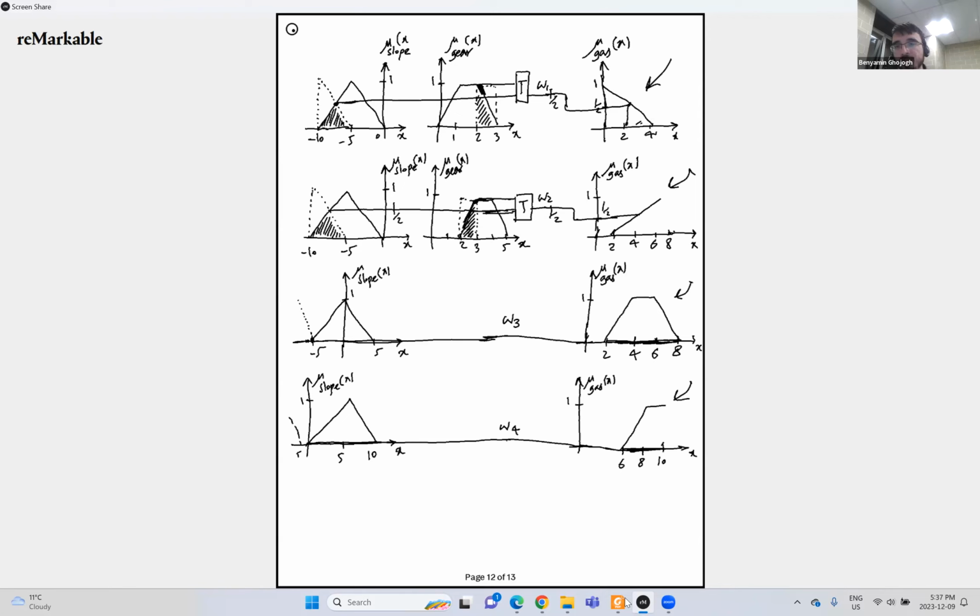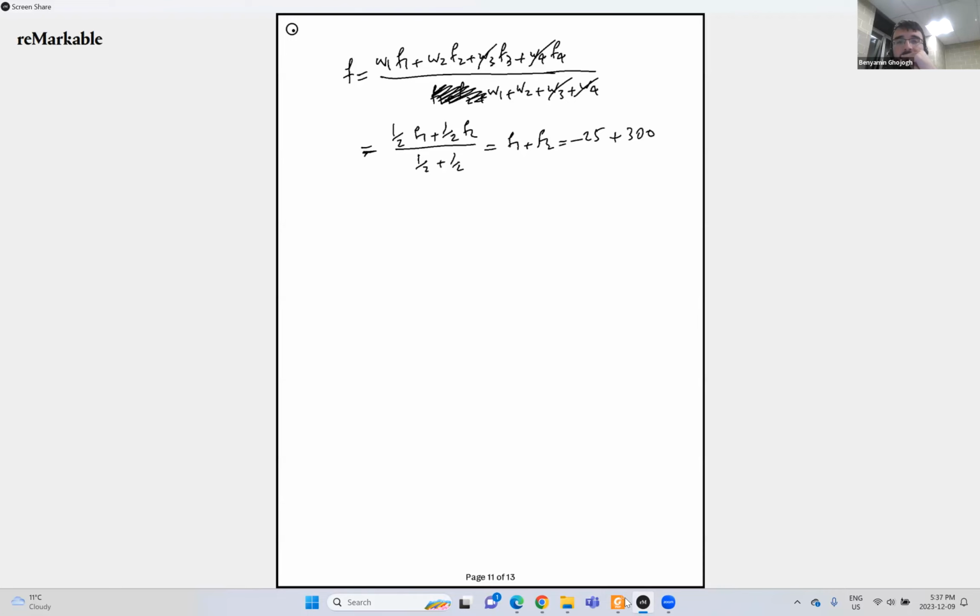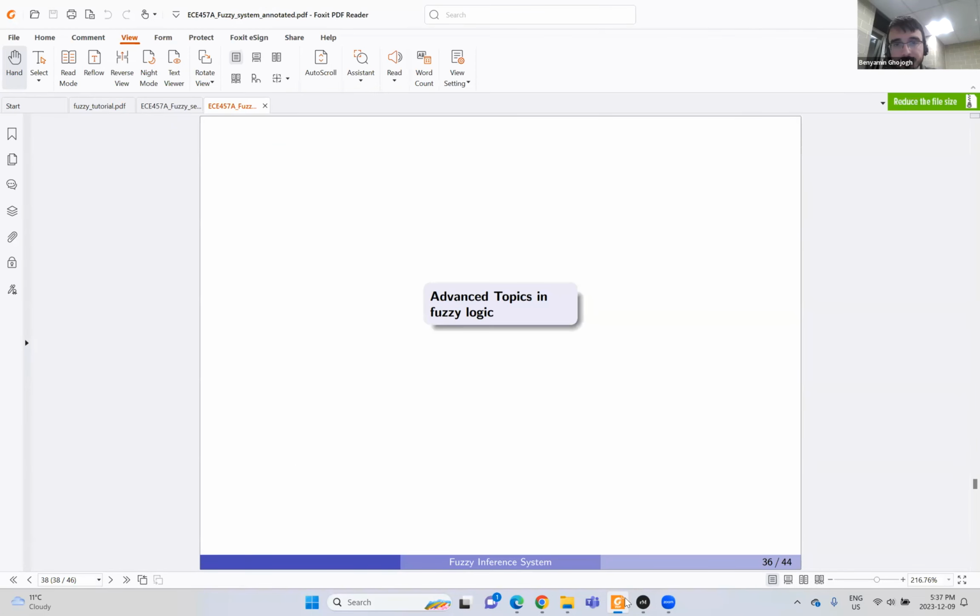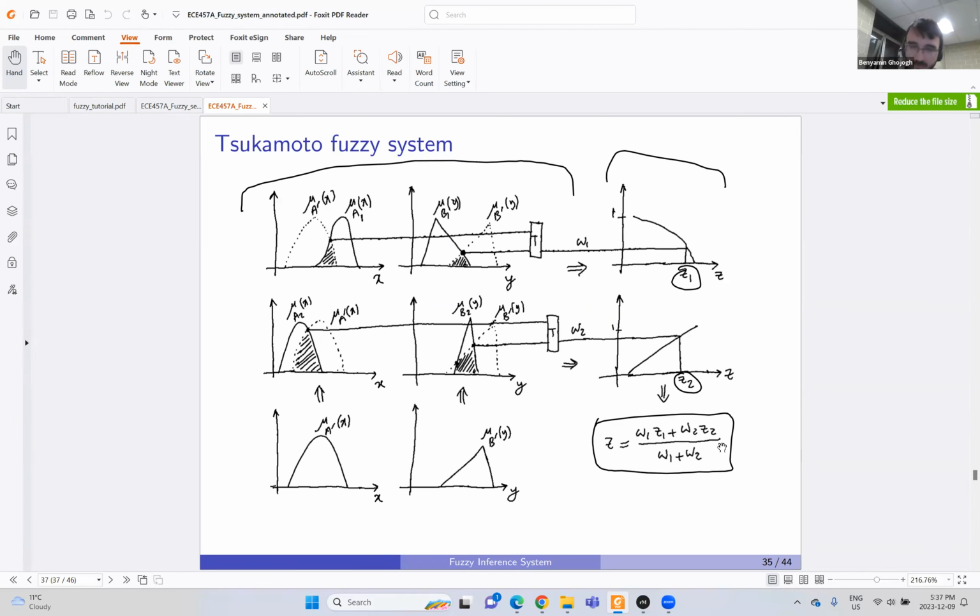And then we again combine them using a similar weighted average. Yeah, I think I already solved enough questions for you, and now I think you know what you should study and how you should study.